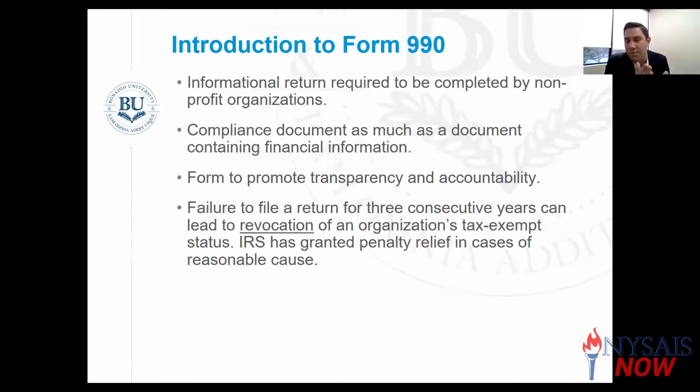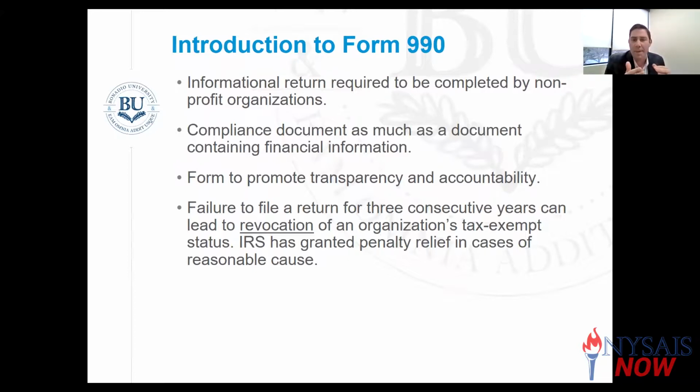Yes, it's important to meet the deadline, which I'm assuming a lot of you are June 30th year ends. Most independent schools are. So you have until May 15th to finalize your June 30th 990. So almost a whole year. You definitely want to meet that because there's significant penalties for those of you who don't meet that deadline.